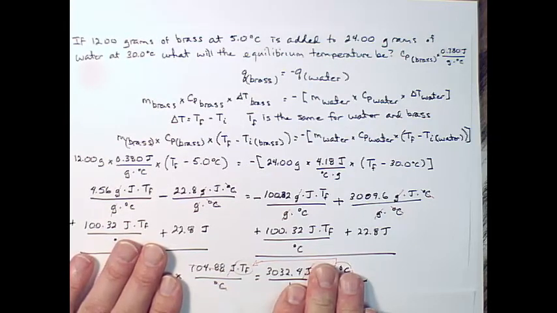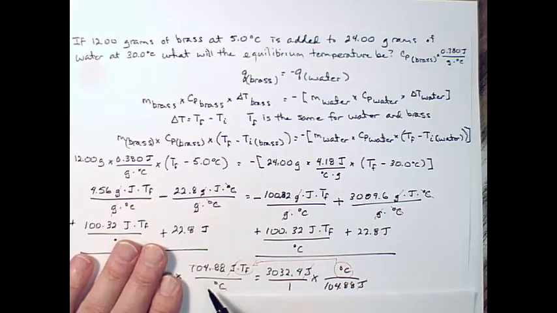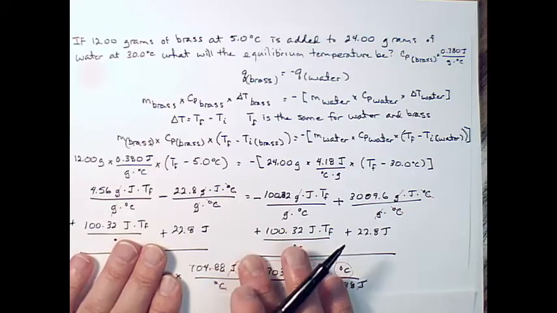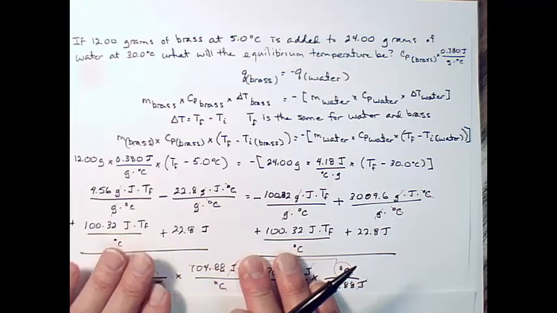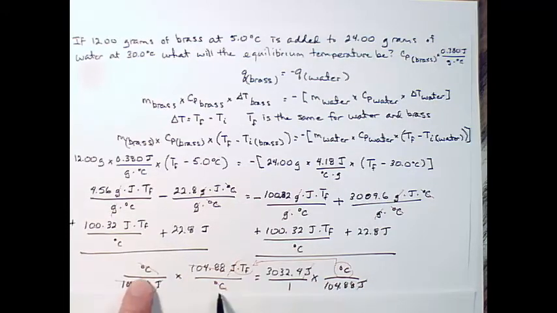Now, to get rid of everything on this side but TF, because that's what I'm trying to find, the final temperature, I'm simply going to multiply by the reciprocal of everything else remaining, 104.88 joules over degrees C, multiplied by the inverse, the flip of that part of the fraction there. Okay? And that's what I have here. Degrees C is on top, 104.88 joules that's here on the bottom. So what that's going to do is cancel out all this. Degrees C cancels, the number cancels, joules cancel, I'm left with TF by itself.